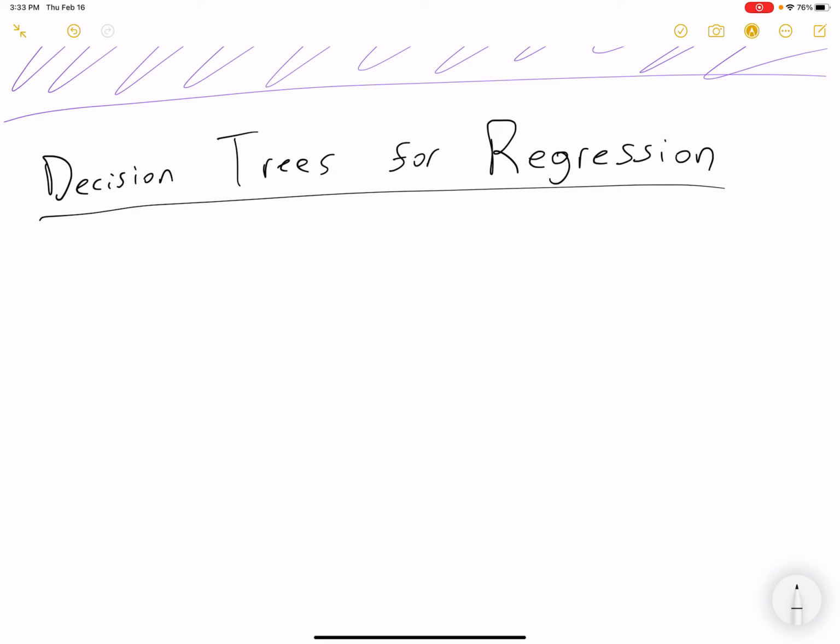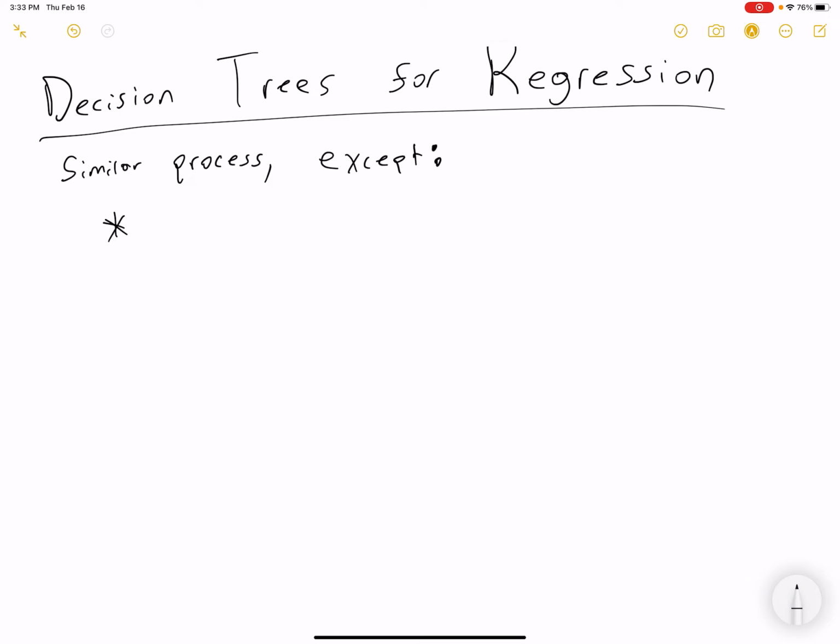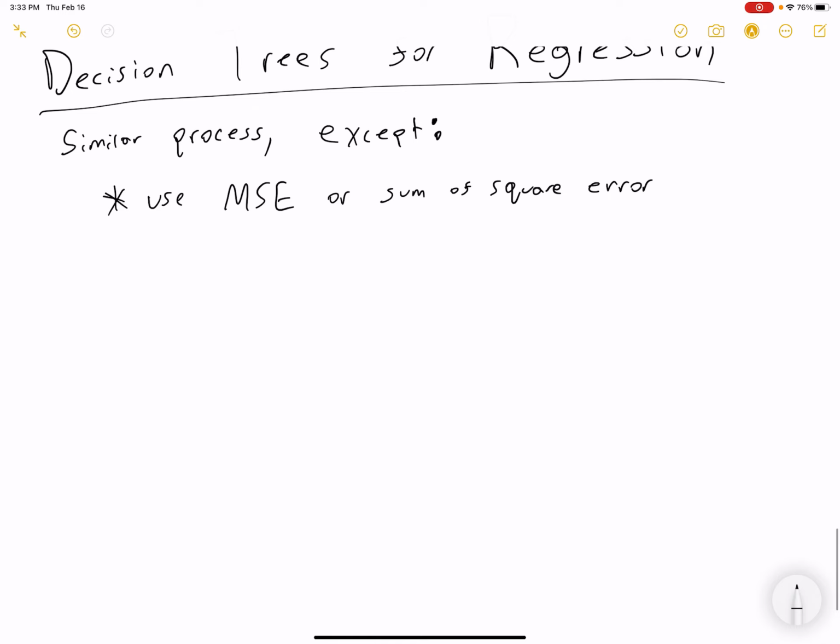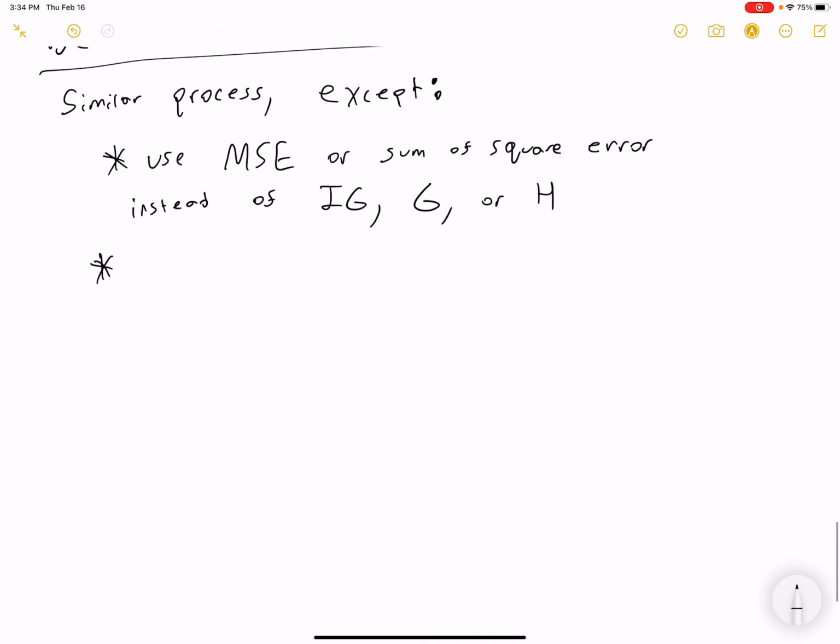Okay, so the way that worked is a very similar process, except there's a few changes. So basically everything from above except use mean square error or sum of square error, kind of the same thing in terms of maximization and minimization, instead of information gain, Gini impurity, or entropy. So you use a regression metric. How different is what you predicted from what the true value is? Because we're doing regression, not classification.